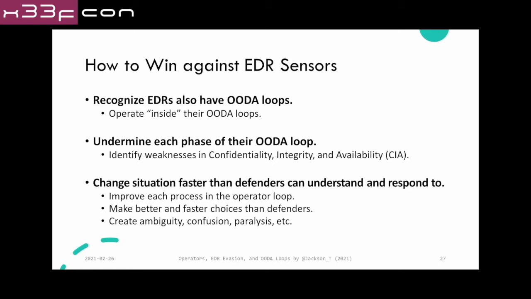So that's a very high-level overview of how to win according to the OODA model, but I'm now going to dive a little deeper and take you through how EDRs work in the context of each process of the loop, and I'll try to go over how to circumvent each process in the context of the CIA triad and try to provide some examples as well.